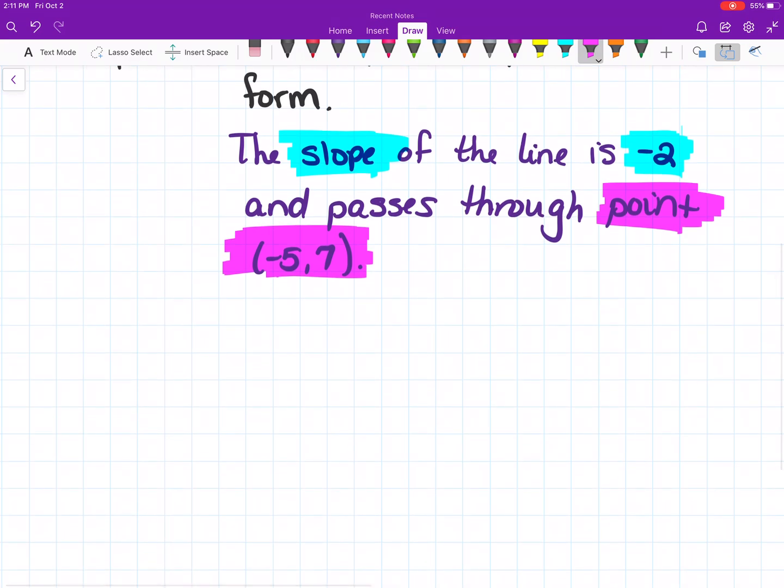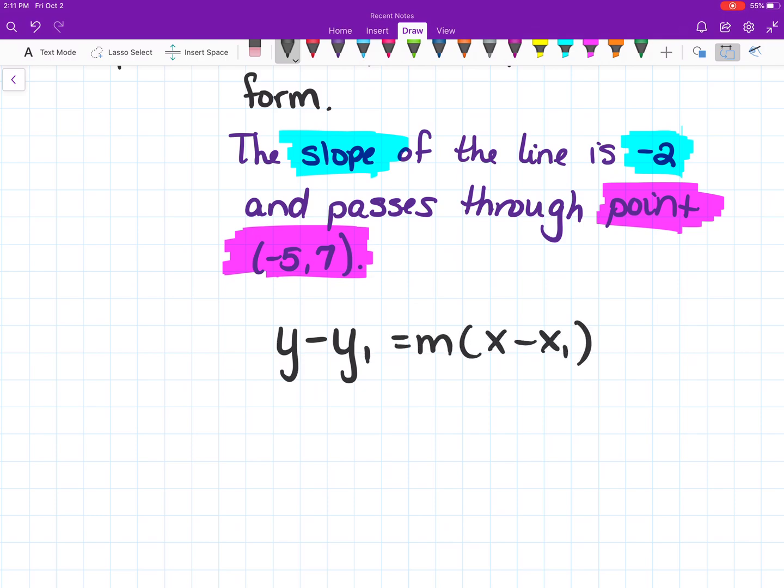Now let's go back and remember what our equation was. y minus y1 equals m times x minus x1. Well, what's our m in this problem? Here's our m, -2. m is -2.